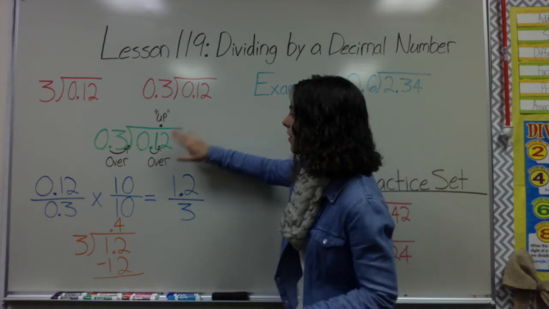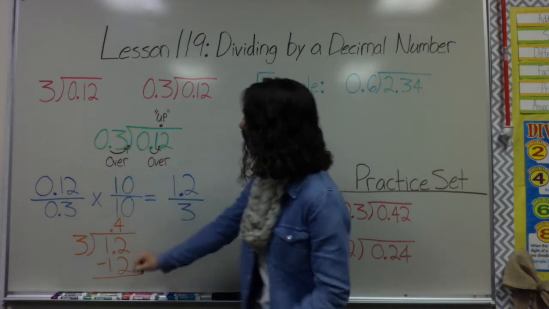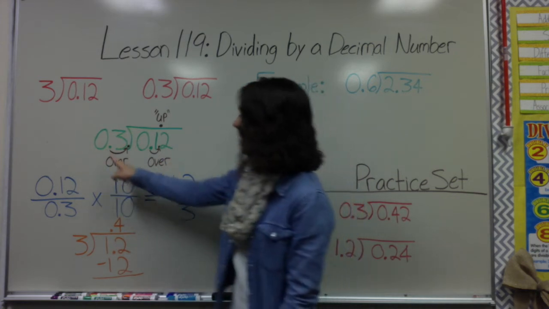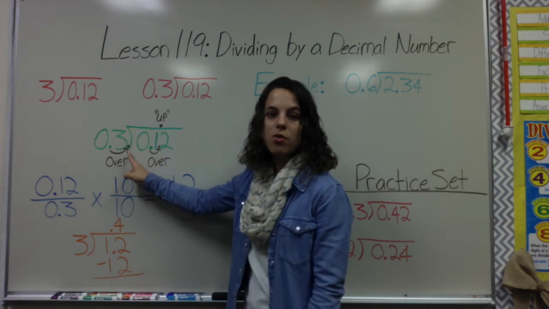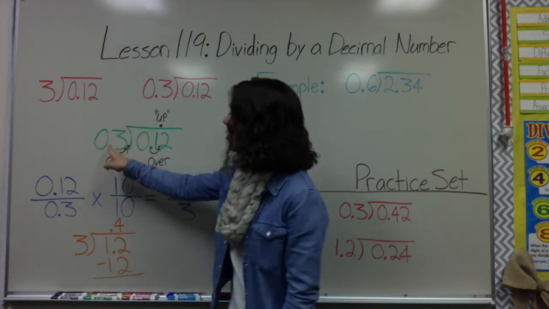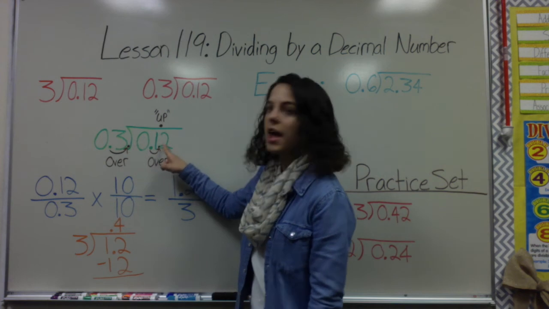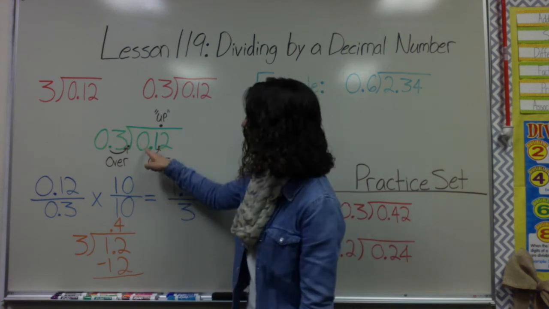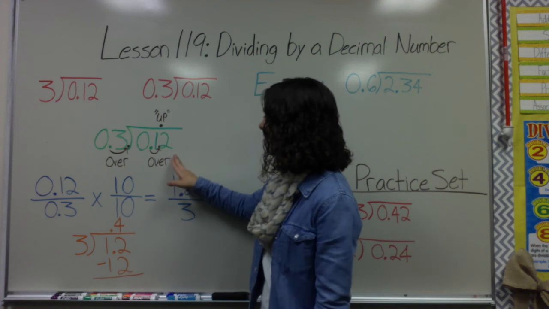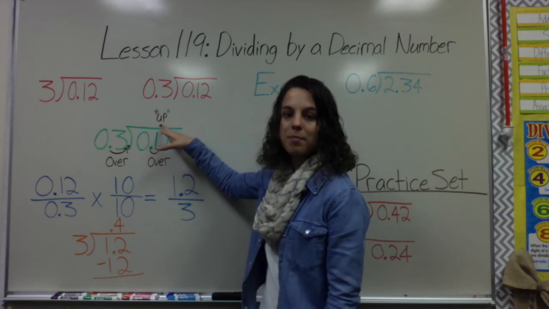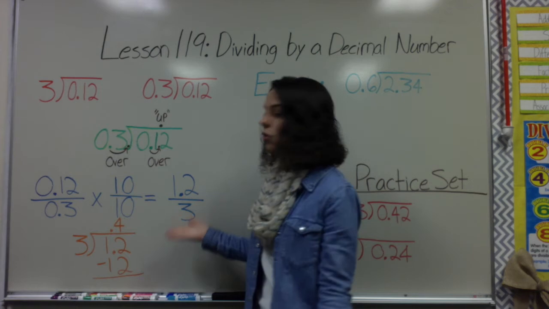Whenever I have a problem where I'm dividing by a decimal number, all I'm doing is moving my decimal over so that it becomes a whole number. I'm going to move it over one place. But whenever I do that, I have to do the exact same thing in my dividend. I'm going to move it over one place. So my steps are over, and then I'm going to bring it up, of course, because of my answer, so that I know what the quotient will be.